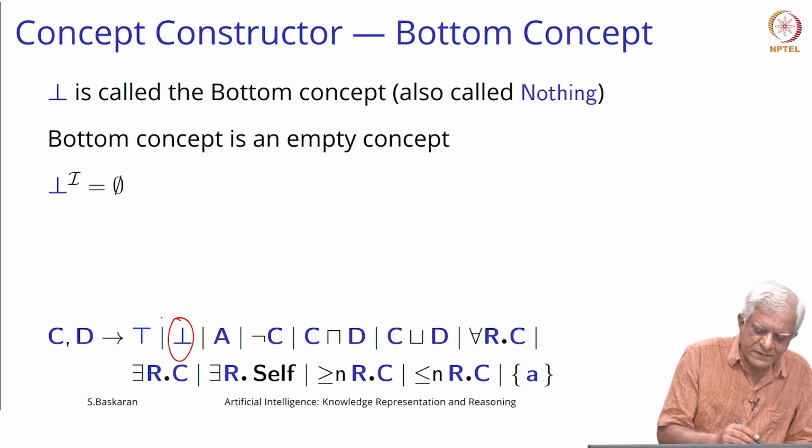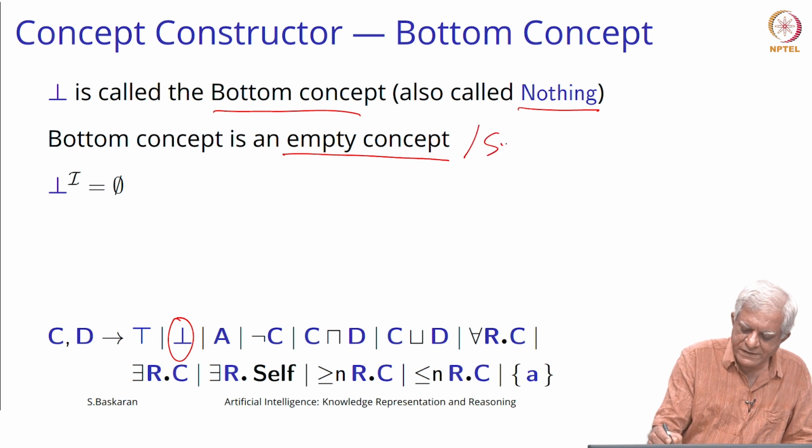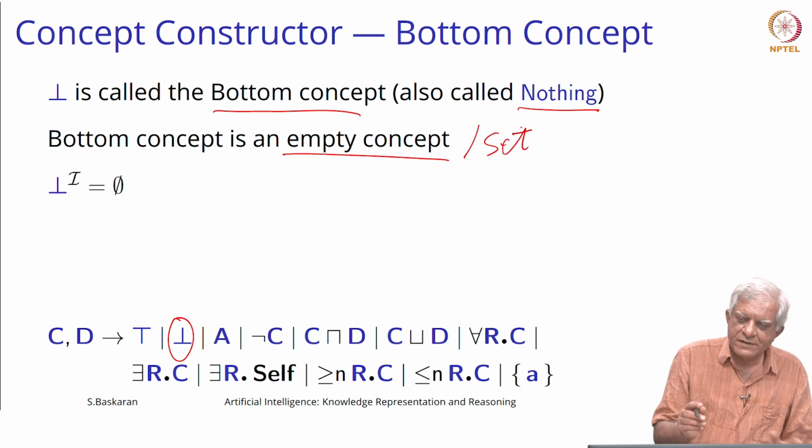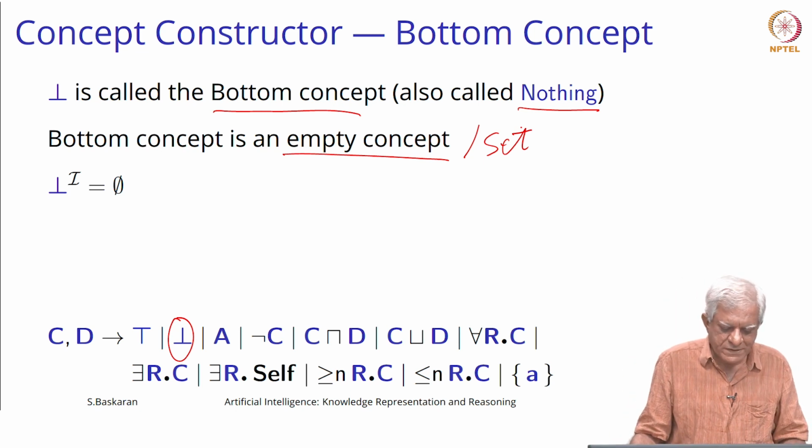The second one is called the bottom concept. It is also called nothing in OWL. It stands for the empty concept or the empty set essentially. There is nothing, there is no element which belongs to this concept. The empty concept is the bottom concept.